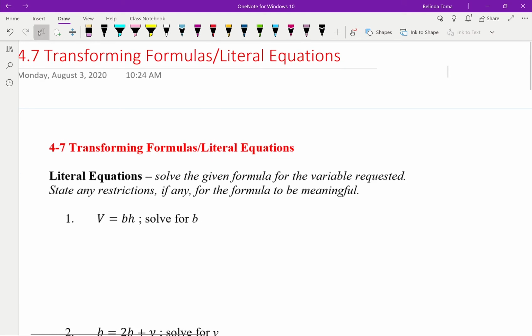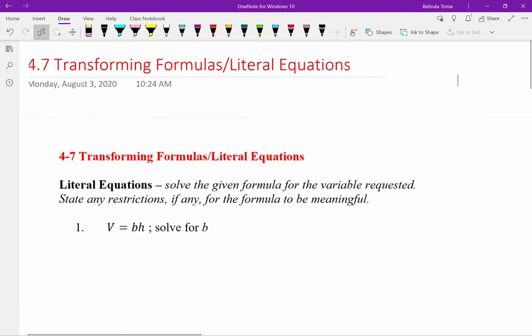And welcome to our video on section 4.7 of the Red Book, Transforming Formulas and Literal Equations.